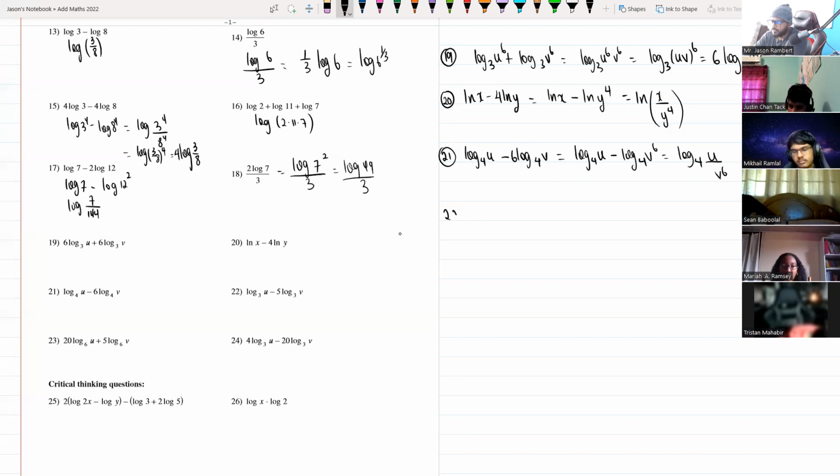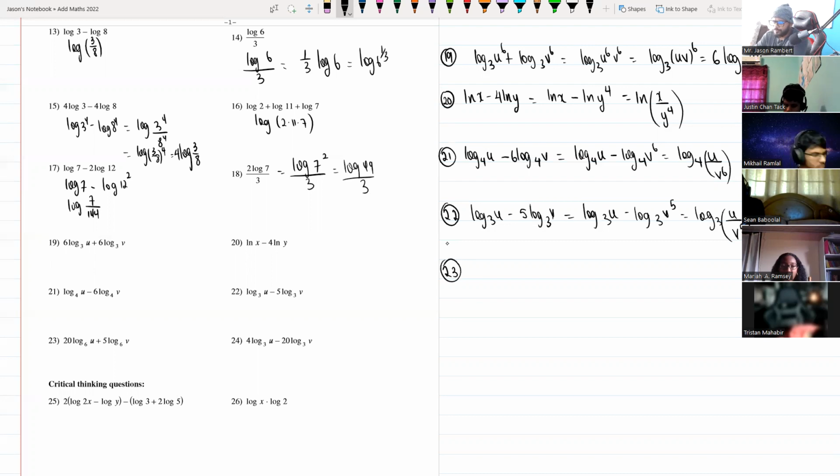Number 22. Log of u to base 3 minus 5 log of v to base 3. Similar to number 21. Log of u to base 3, take away log of v to the power 5 to base 3. And then I use law 2. Log of u over v to the power 5 to base 3. Put this in a bracket now.